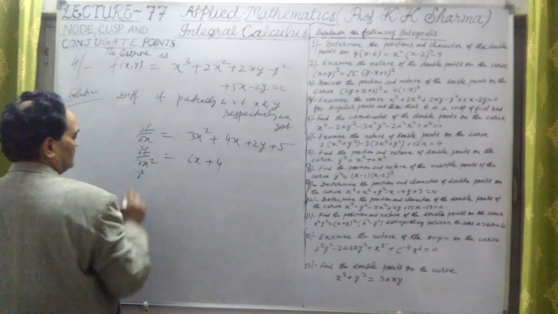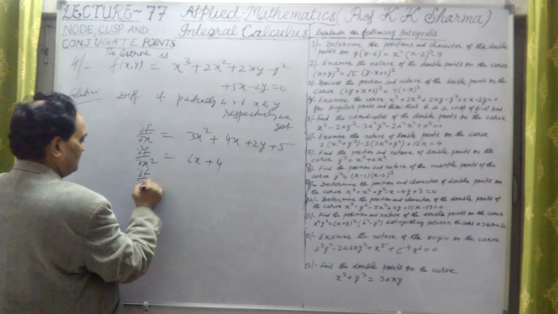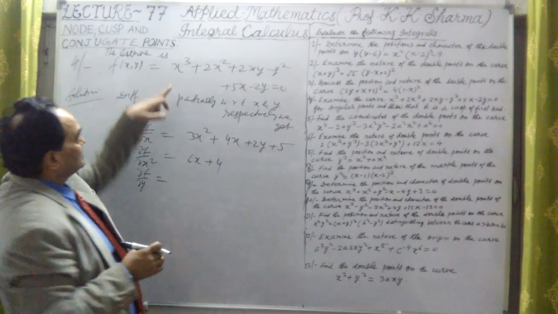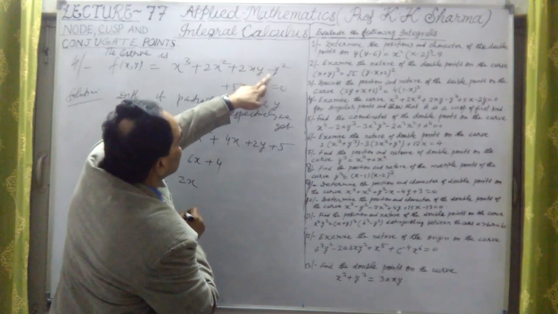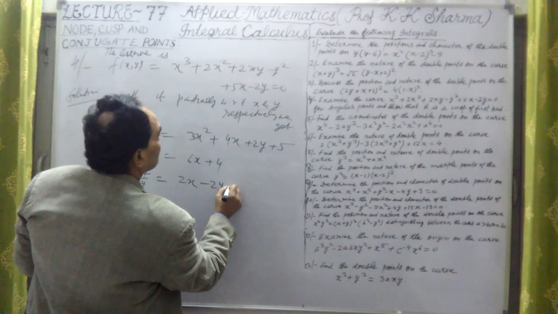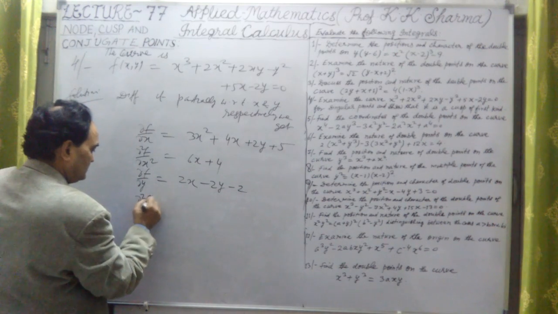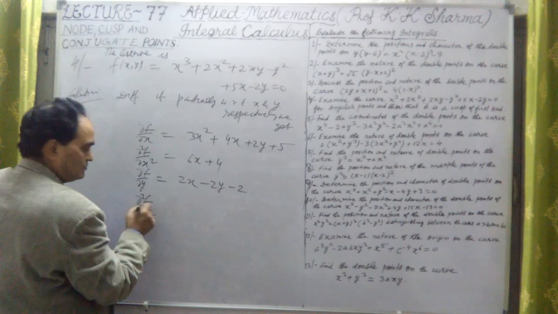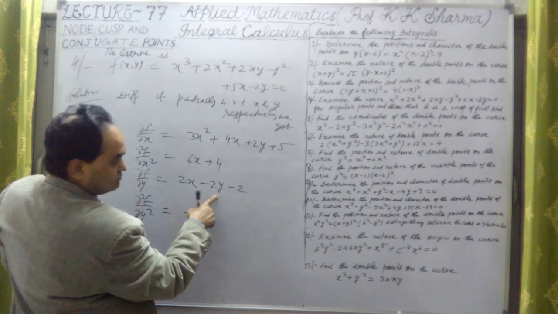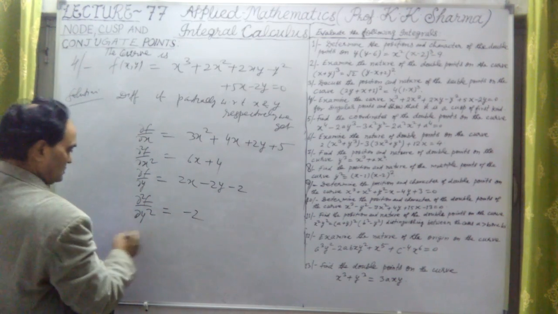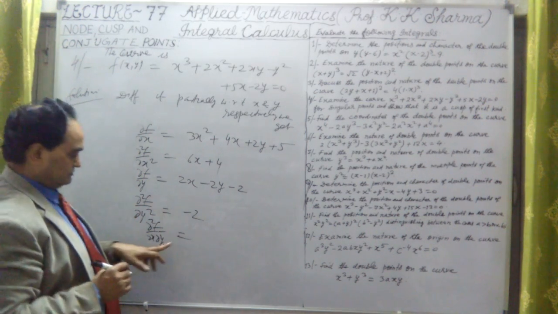Then del f upon del y also, let me calculate. It will be 0, 0, twice x, y is 1, minus twice y, minus 2, with respect to y. Again differentiating it with respect to y, del square f upon del y square is equal to minus 2 only. So y is differentiated, x is 0. And del square f upon del x del y, what is this?